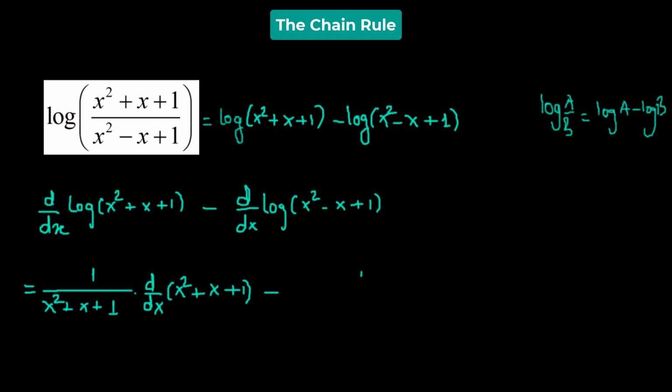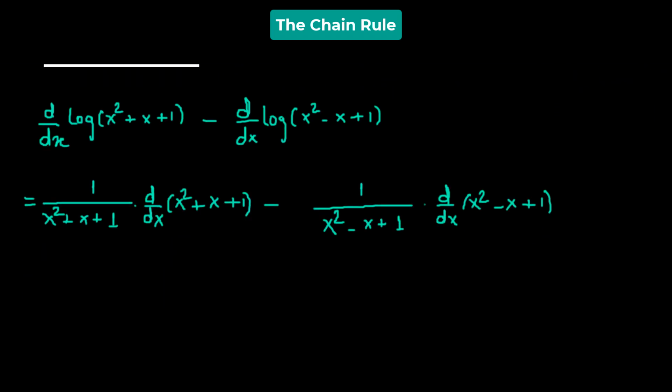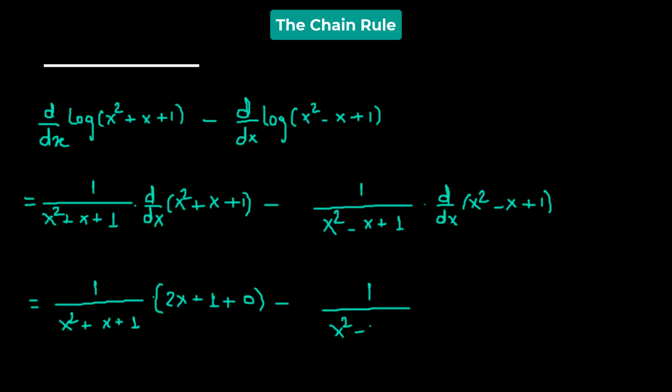Similarly, for the second derivative, we have 1 over x squared minus x plus 1 times the derivative of the assumption that we have, x squared minus x plus 1. Now let us find this value. So we have 1 over x squared plus x plus 1 multiplied by the derivative of x squared, which is 2x, plus the derivative of x, which is 1, plus the derivative of 1, which is 0, minus 1 over x squared minus x plus 1 multiplied by the derivative of x squared, which is 2x, minus the derivative of x, which is 1, plus the derivative of 1, which is 0.